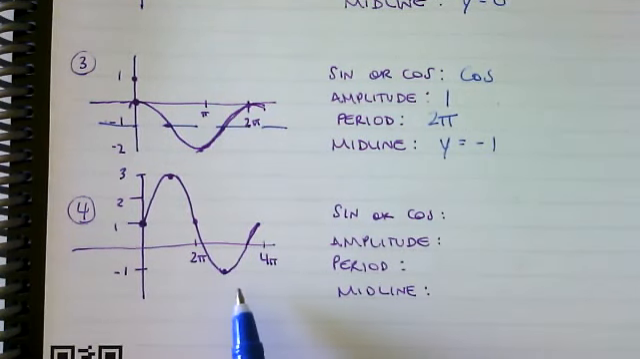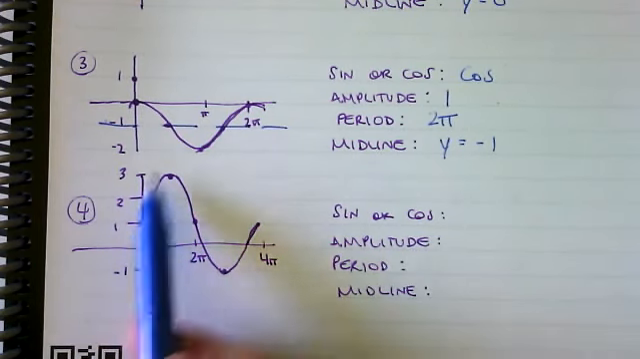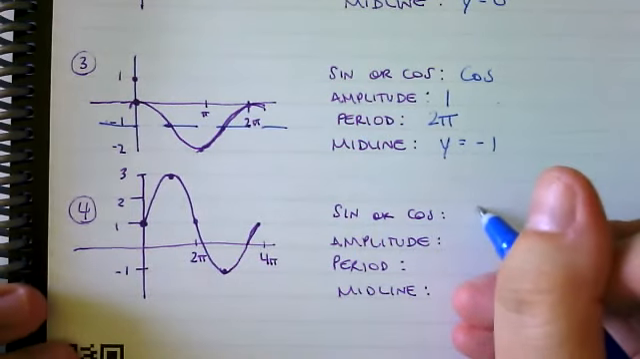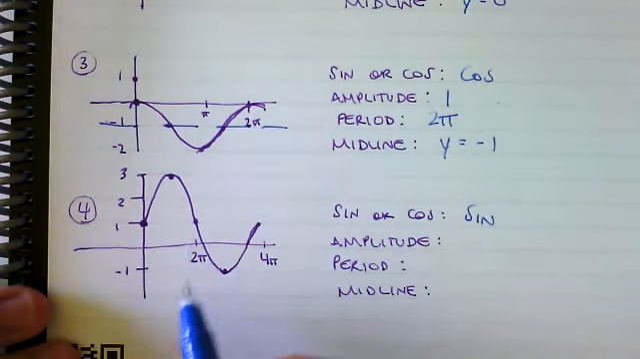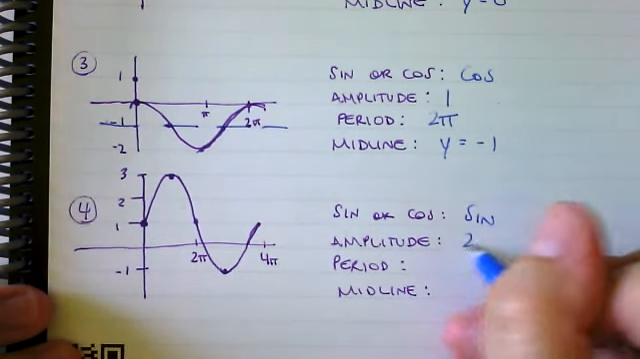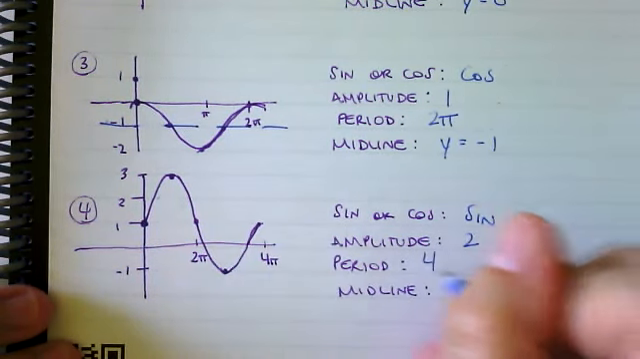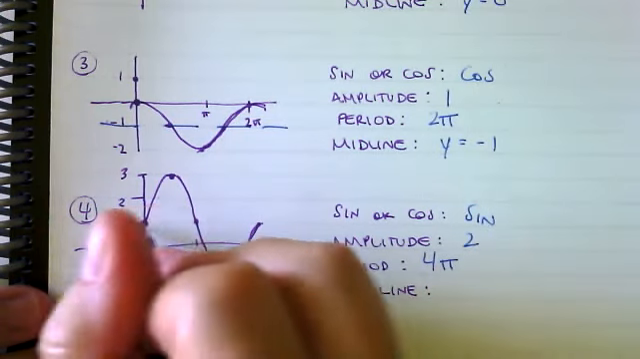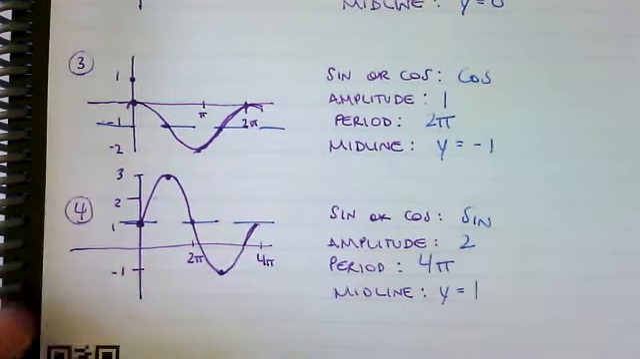For number 4, same type of thing. It's shifted a little bit, but for sine or cosine, you're seeing, okay, am I starting at the top or am I starting in the middle? And for this one, I'm starting in the middle. So this is going to be sine. Remember, amplitude, count up the total height divided by 2. So I'm going from 3 to -1. So that's a total of 4. So my amplitude is going to be 2. Period. Where is it ending? It's ending at 4 pi. Midline. Where am I cutting it in half? This one's going to be y equals 1.